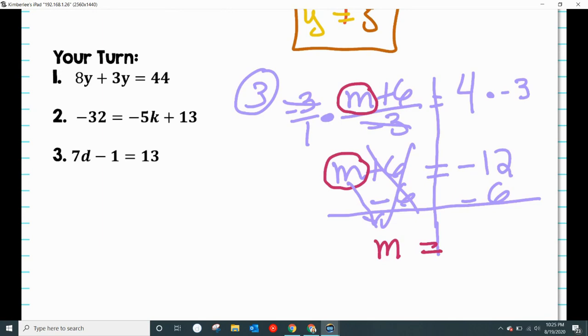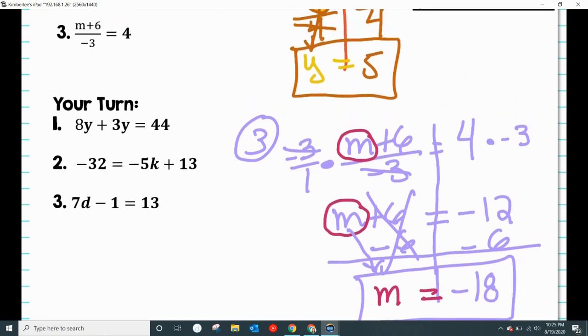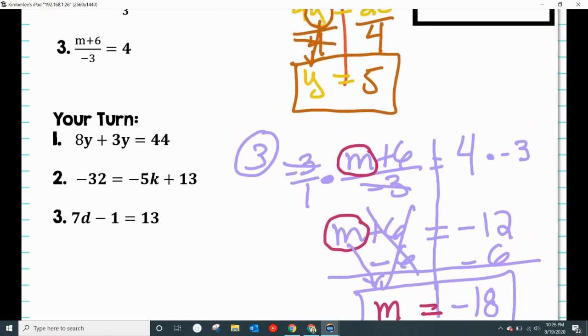So I've already written that down because I knew that's where we were headed. And I have negative 12 plus negative 6, or negative 12 minus 6. Same thing. Put it in your calculator if you're not sure. It's negative 18. There we go. I've got m by itself. That's my answer.